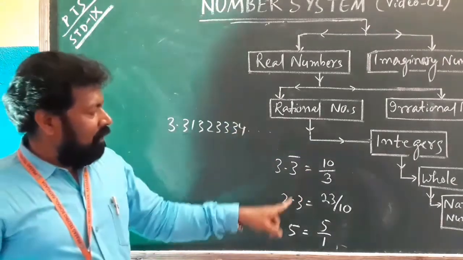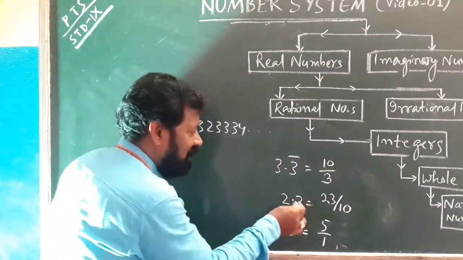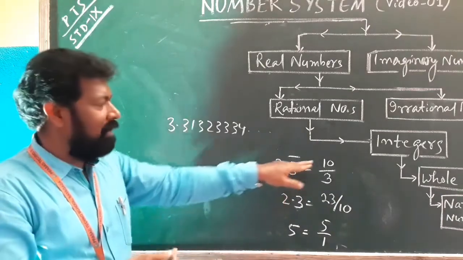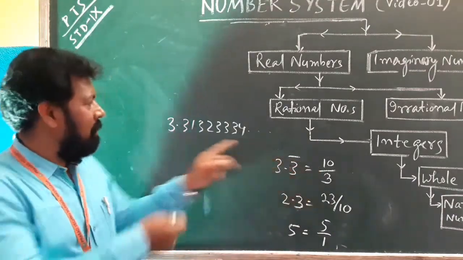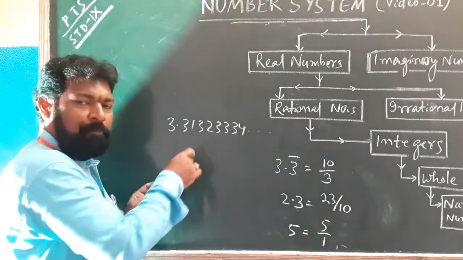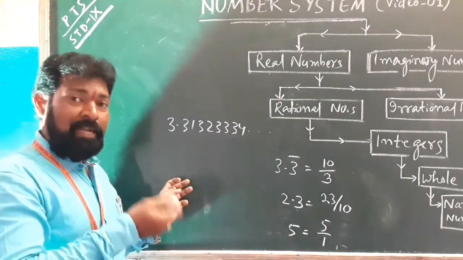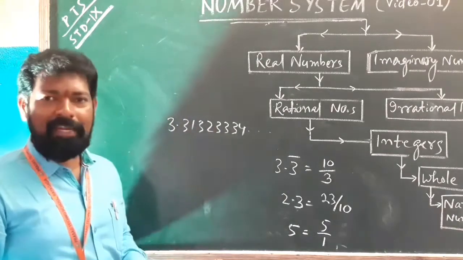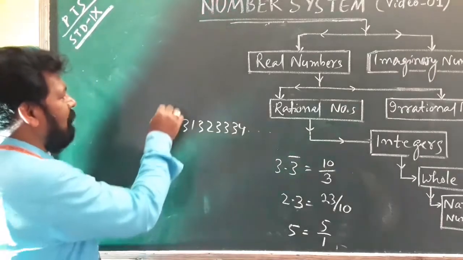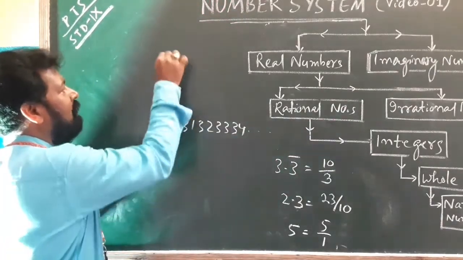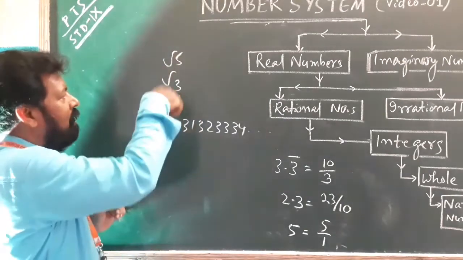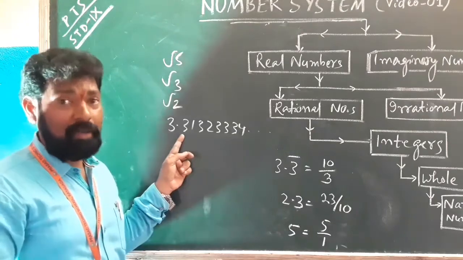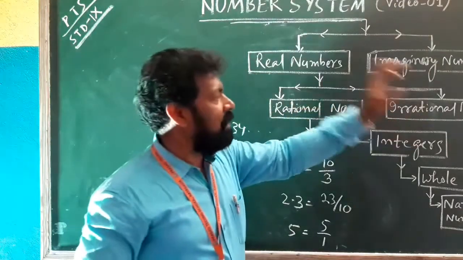So even with a fixed number of decimal places, you will have a rational number. Even if it is recurring, you can convert it into the form of a fraction. But any decimal part that is non-terminating as well as non-recurring, here 31, 32, 33, nothing is repeating again and again, so that will be an irrational number. And more examples of irrational numbers are root 2, root 3 and root 5, because if you want to find out these values, you will find non-terminating and at the same time non-recurring decimals, so they come under irrational numbers.